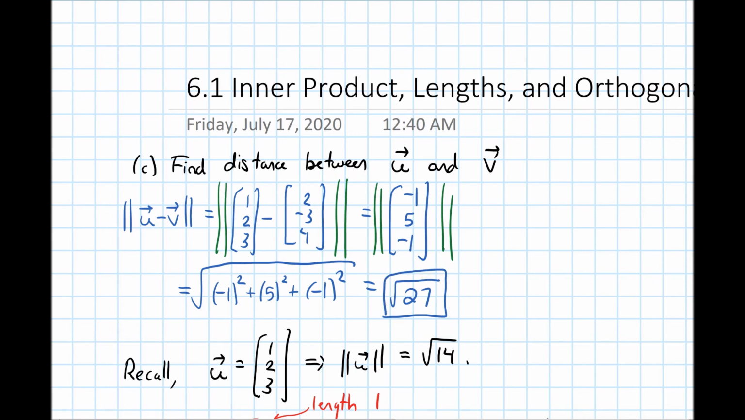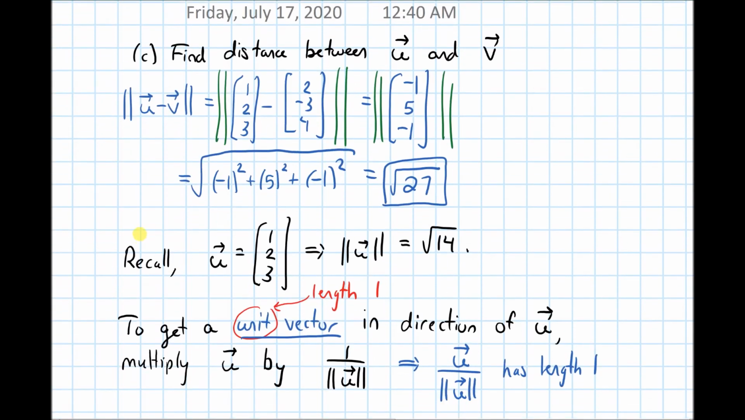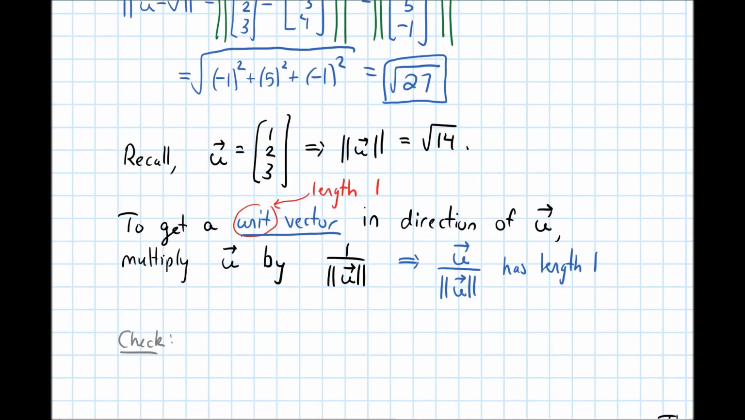Okay, so next I want to define another term related to lengths, and that's this idea of a unit vector. Recall that in the example that we just did, the vector u was 1, 2, 3, and its length was square root of 14. So that was something that we computed. To get what's called a unit vector, and the word unit just means that we want it to have a length of 1, in the direction of the vector u, what we do is we multiply u by the scalar 1 over the length of u.